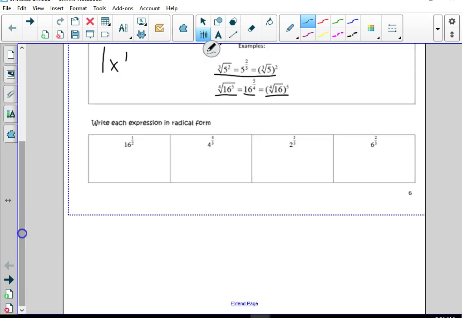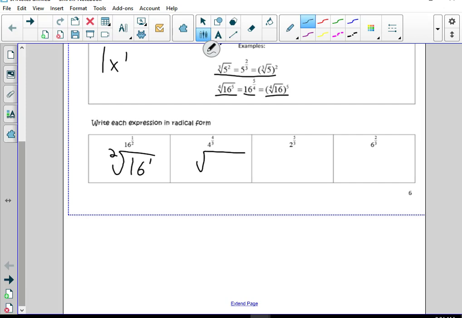So, 16 to the 1/2. First off, the square root. And since you know this is the square root, you put a 2 here, and you put a 16 here. Now, you don't have to put the 1, but just for practice, so we know what's happening, we're going to put the 1 there. So 16 to the 1, square root. Or square root to the 16 to the 1. Okay? First, put that radical thing there. Okay, just draw the radical.